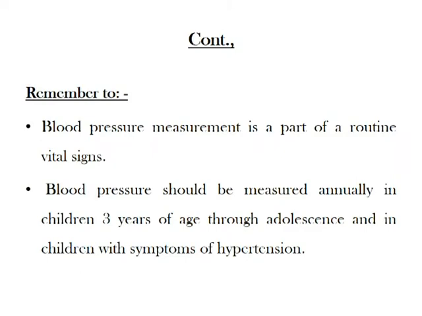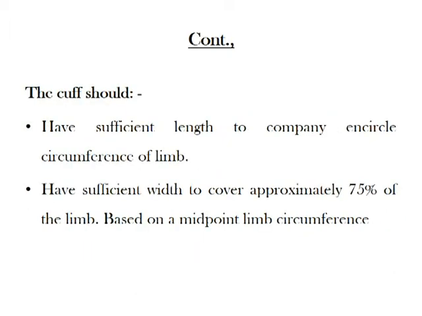Diastolic pressure, the lowest pressure, can be measured at the resting phase of the cardiac cycle. Remember, blood pressure measurement is a part of routine vital signs. Blood pressure should be measured annually in children 3 years of age through adolescence and in children with symptoms of hypertension. The cuff should have sufficient length to encircle the circumference of the limb, and sufficient width to cover approximately 75% of the limb based on a midpoint limb circumference.